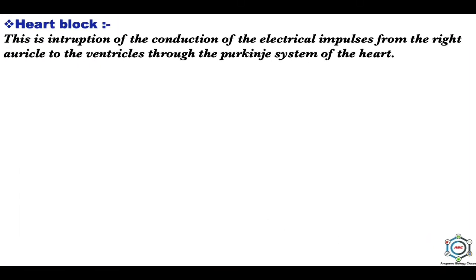Now the heart block. This is the interruption of the conduction of the electrical impulses from the right auricle to the ventricle through the Purkinje system of the heart. So heart block is of two types. The first is AV block, in which impulses from the SA node do not reach the AV node, and the second is bundle branch block, where impulses fail to reach the ventricle.